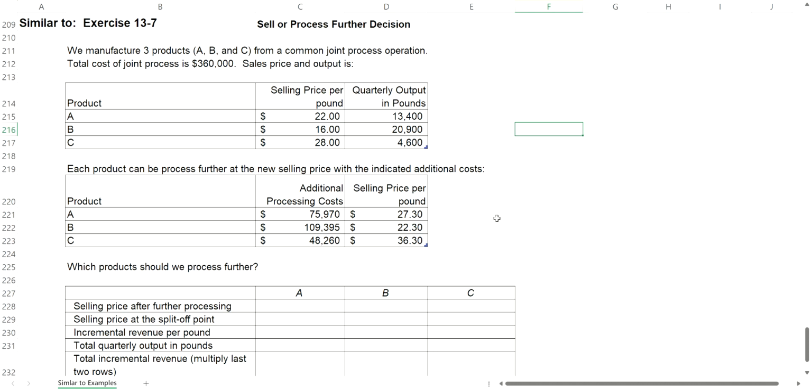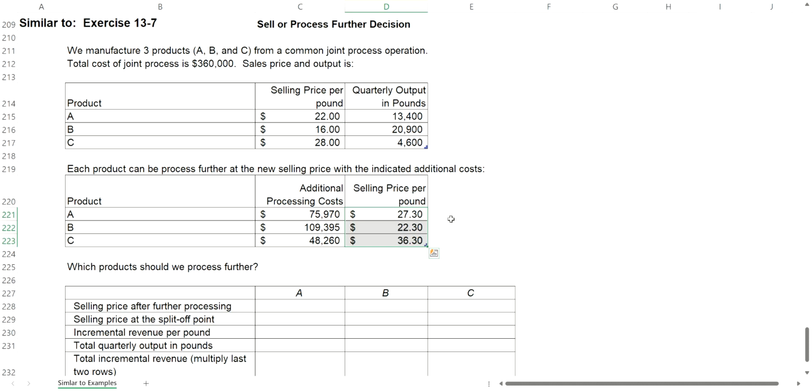Now, if we decide to process it further, think of it as maybe you could take kitchen cabinets that are unfinished and then process them further by staining them. That would be an example of processing further. So if you process kitchen cabinets further by staining them, you're going to have some additional cost: stain and labor, etc. So if we process products A, B, and C further, here is the additional cost, and we would be able to sell them for a little bit higher price per pound.